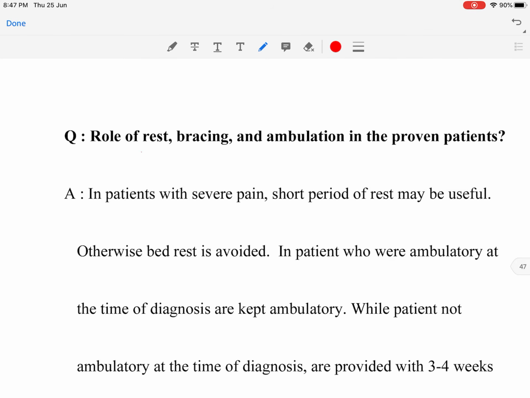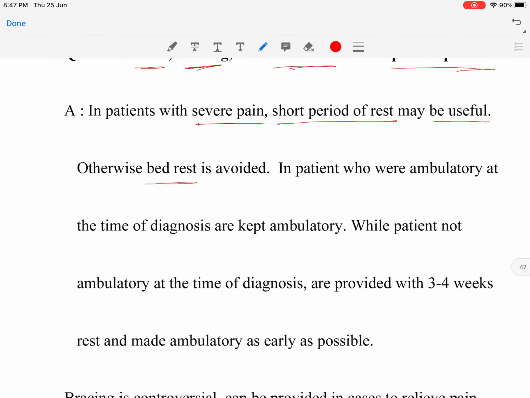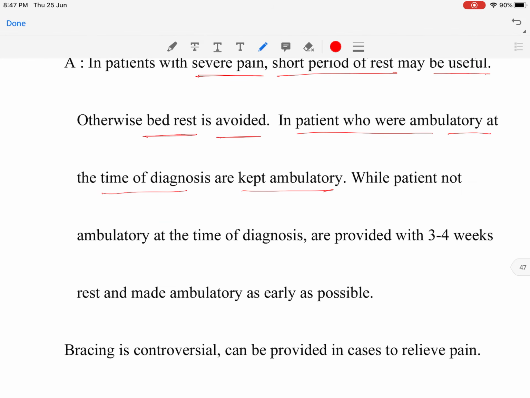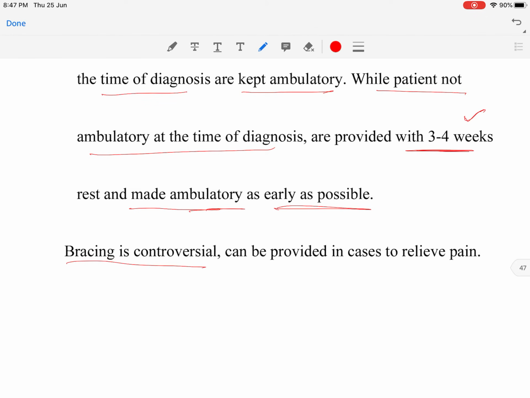Talking about the role of rest or bracing and the ambulation protocol in a tubercular spine patient. If the patient is having severe pain in the back region, a short period of rest may be useful. Otherwise, bed rest should be avoided. If the patient is ambulatory at the time of diagnosis, he or she should be kept ambulatory. If the patient is not ambulatory at the time of diagnosis, then 3 to 4 weeks of rest may be provided, and later the patient should be made ambulatory as early as possible. The role of bracing is controversial, and it can be provided only to relieve the pain.